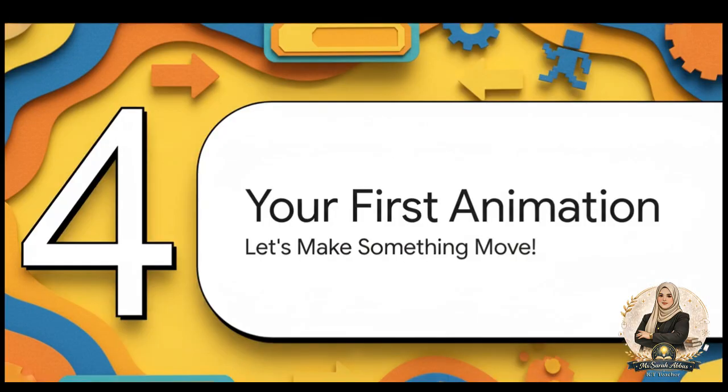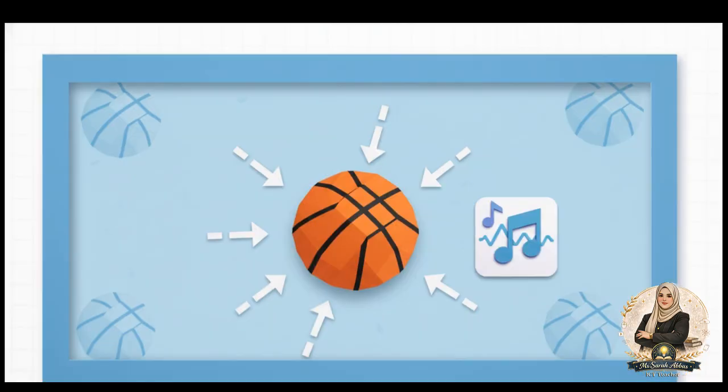All right, enough talk. You know, the best way to learn this stuff is by actually doing it. So let's build our very first, super simple animation together right now. Come on, let's make something move. We're going to keep it nice and simple for our first project. Here's the goal. We're going to make a basketball sprite jump to random spots on the stage, and each time it moves, it'll play a little sound.